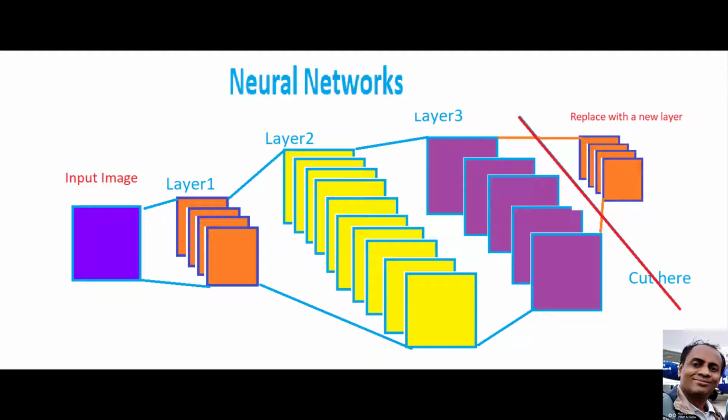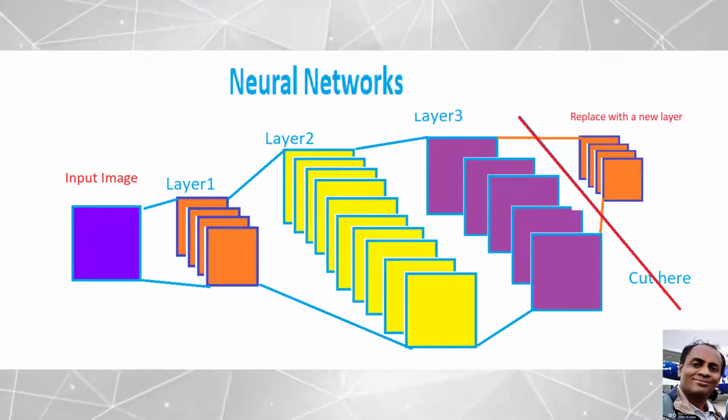Today's problem is we are going to classify ants and bees. That means there are only two classes, and the data is called Hymenoptera data. This can be downloaded from the net and I will show you how to download that.